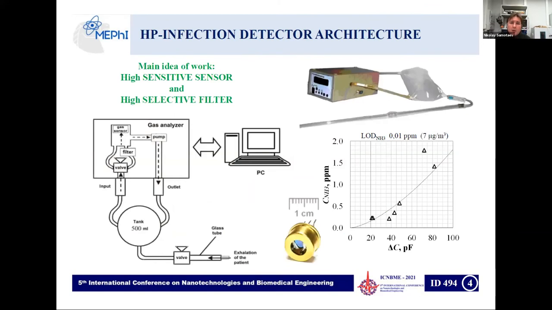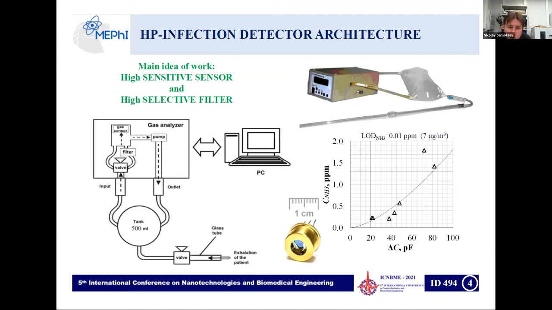We developed an HP infection detector architecture, based on the idea of having high sensitivity sensors to ammonia and other gases, which I will show later, and a high selectivity filter. This idea is relatively new compared to others located on the commercial market.